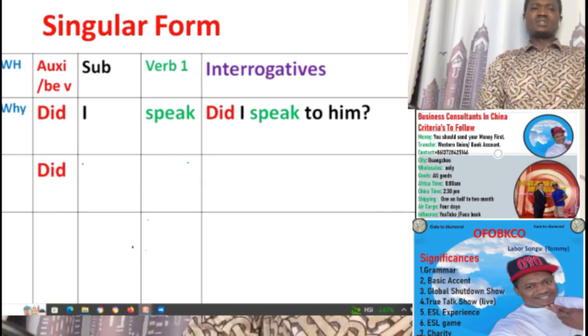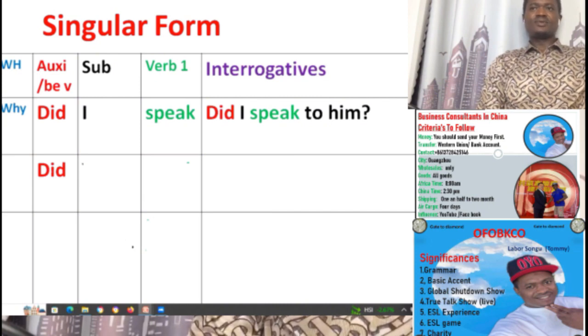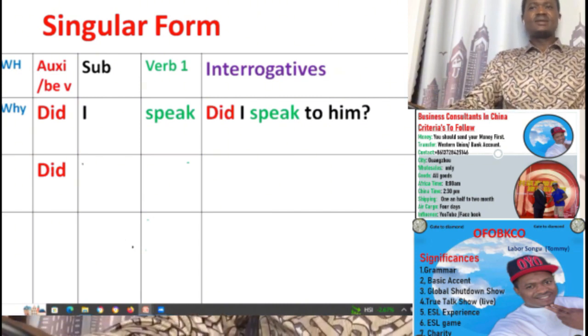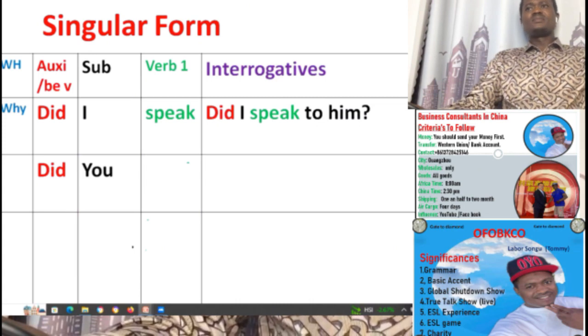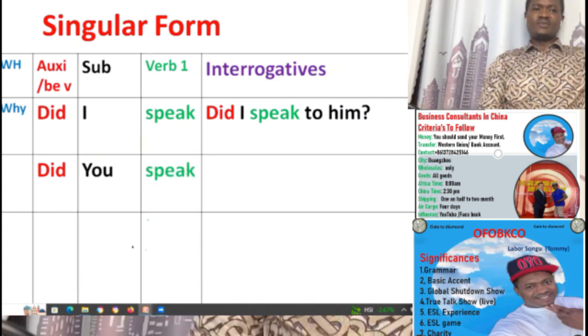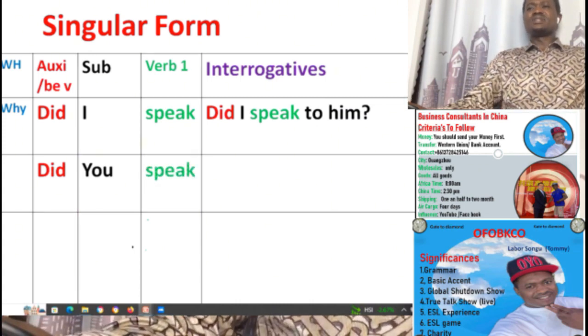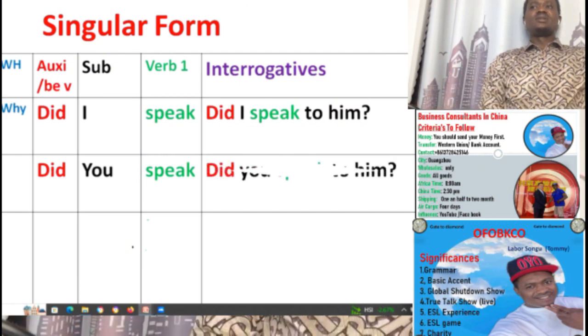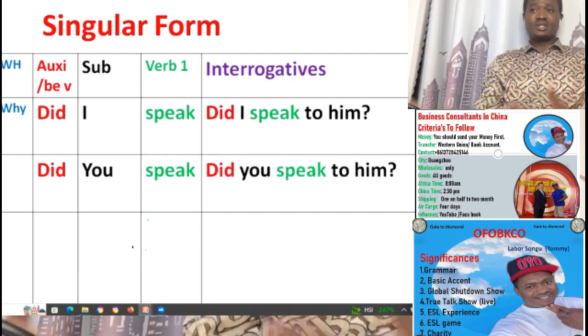Okay, we're using the auxiliary verb here. Did. So we start with the auxiliary verb did, with the subject you, and with the V1 verb speak. So the interrogative form is going to be: Did you speak to him?